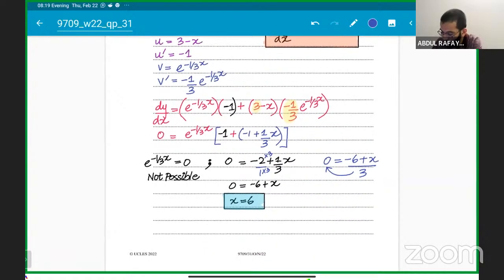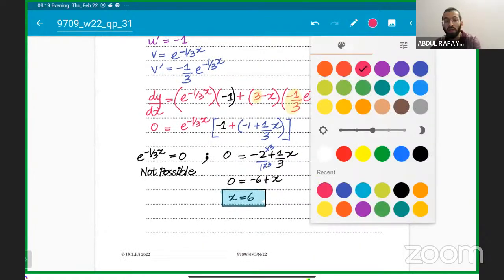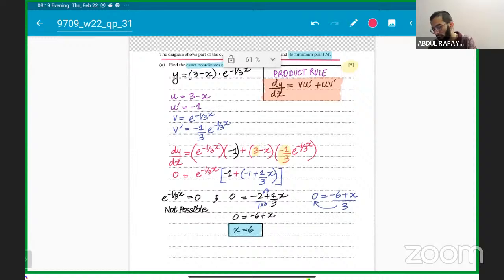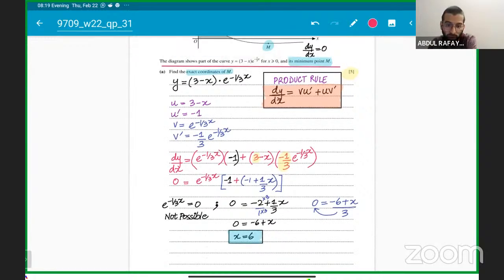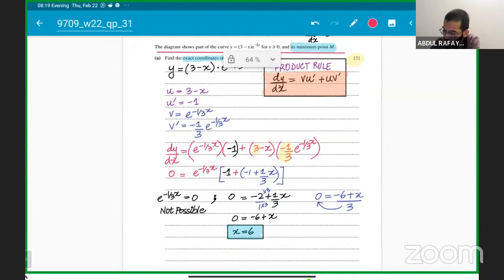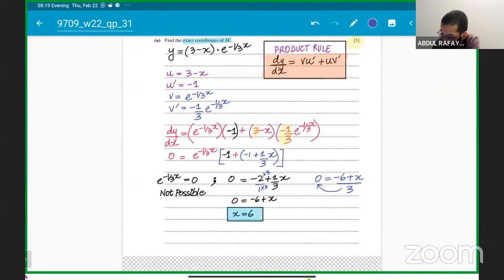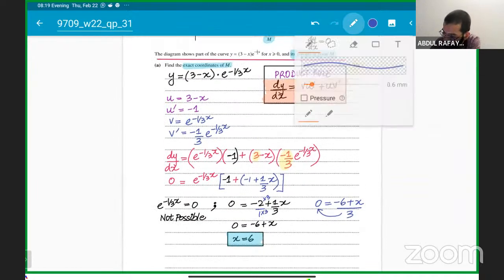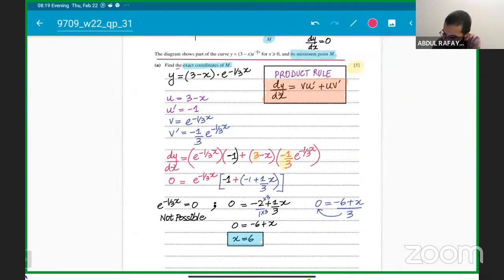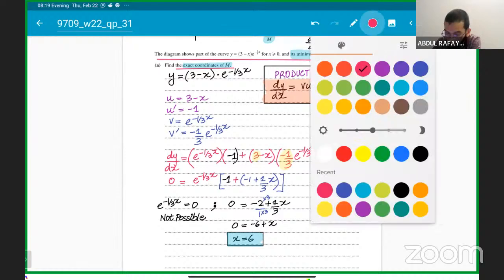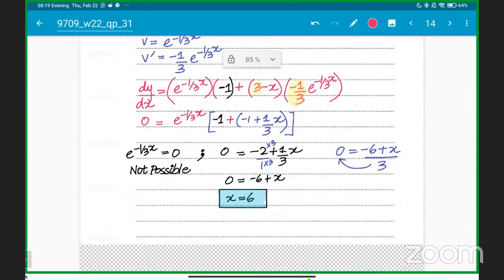Is everyone clear on that? Sure about it? If you have got the answer 3, then the next whole part will also be wrong, so we need to be careful here. Okay, guys, is everyone understanding? So x equals 6, and then we'll find the y value, because we need to find the exact coordinates. Is everyone with me? Move forward? Yes, sir.